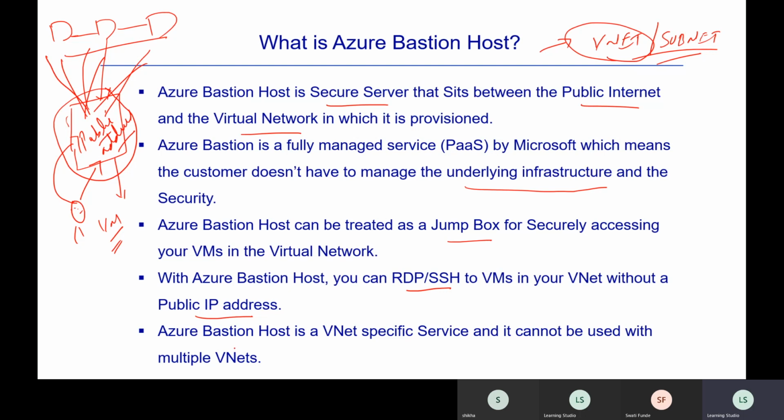And then the last point is that Azure Bastion Host is a VNet specific service. What does that mean? If you want to deploy Azure Bastion Host for multiple VNets, you have to deploy multiple Bastion hosts for those VNets. You cannot span one Bastion host service across multiple VNets.